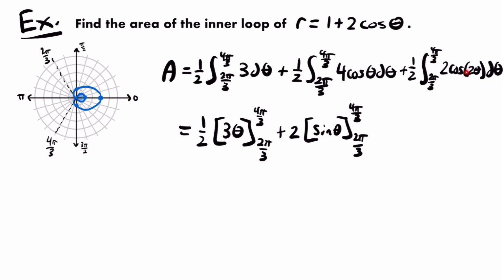All right, and then for this last integral, if we pull this 2 to the outside, we'll have 2 times 1/2, which is just 1. So 2 and 1/2 actually cancel each other out. So we'll just have plus the integral from theta equals 2 pi divided by 3 to theta equals 4 pi divided by 3.